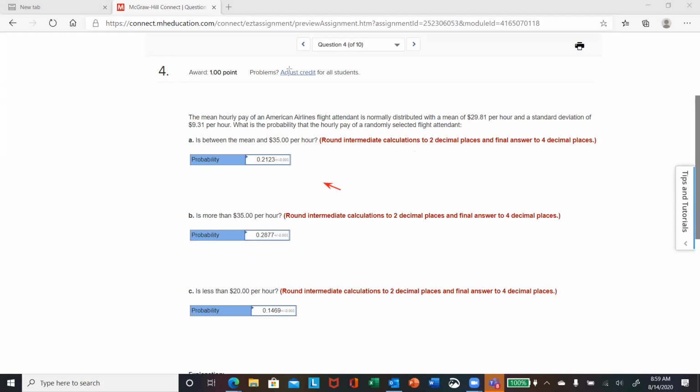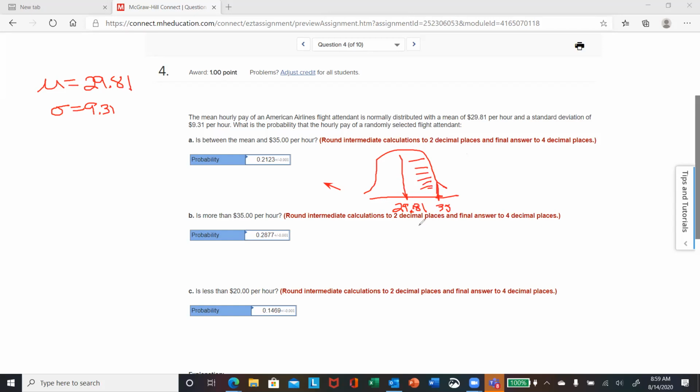So under this umbrella, the first thing I'll do is identify the mean. So mu is 29.81. Sigma is going to be 9.31. For this first one, if I drew my curve, remember the mean's in the middle. We want between the mean, which is 29.81, and $35. So we want to find the area right there between 29.81 and $35.